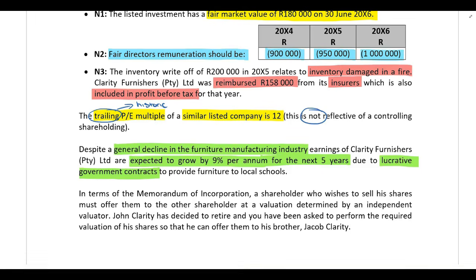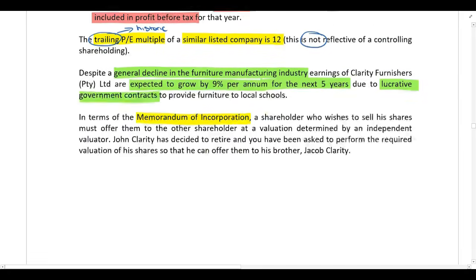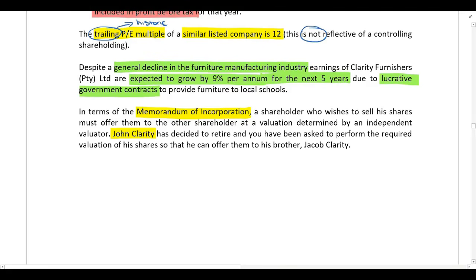In terms of the memorandum of incorporation, a shareholder who wishes to sell his shares must offer them to the other shareholder at a valuation determined by an independent valuer. John Clarity has decided to retire, and you have been asked to perform the required valuation of his shares so that he can offer them to his brother, Jacob Clarity.